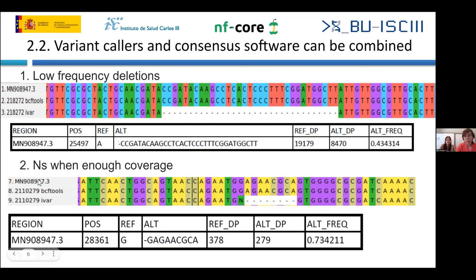Also, another known issue about iVar is that it has some issues regarding the calculation of depth of coverage of insertions and deletions. Here we can see a low frequency deletion, as in the previous example. Again, the reference, the BCFtools consensus and the iVar consensus. And here we see the low frequency deletion, but a mask position is added even if we have enough coverage in this area. So this is an issue about the depth of coverage calculation that is fixed using BCFtools consensus instead of iVar.